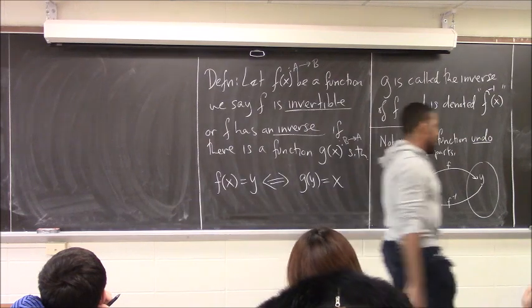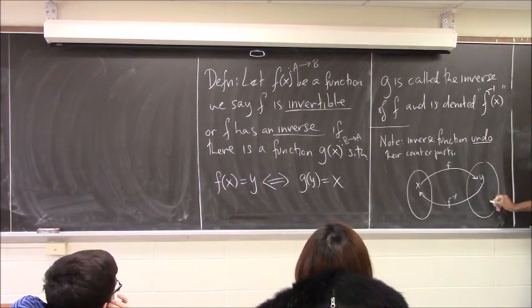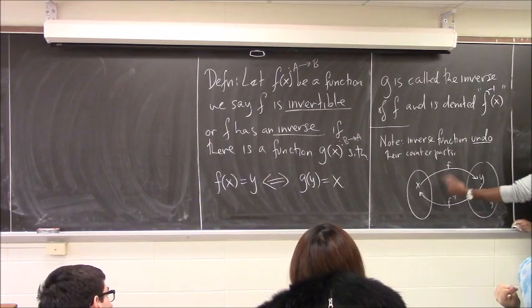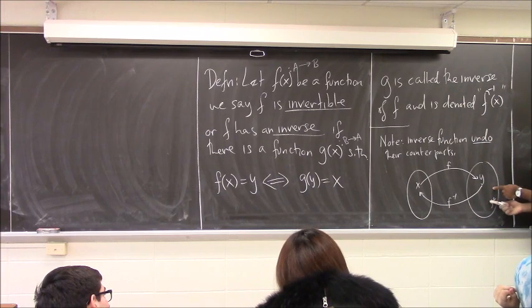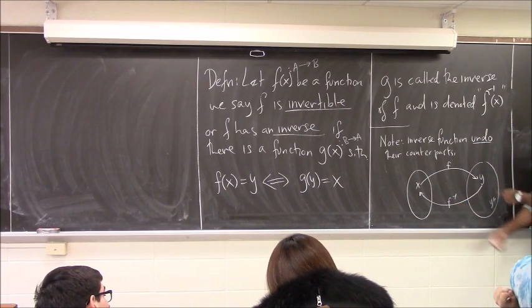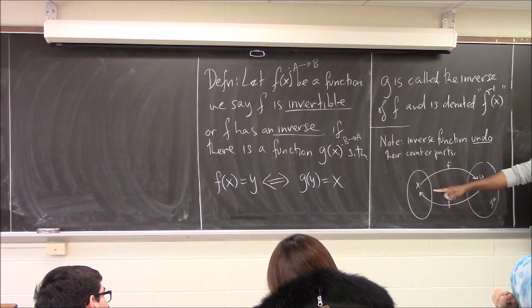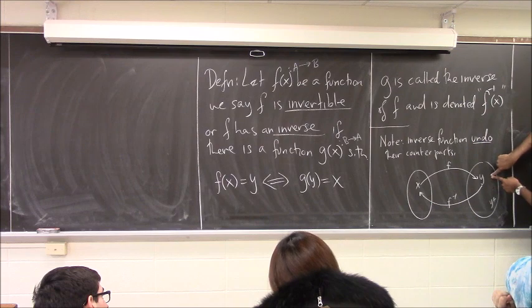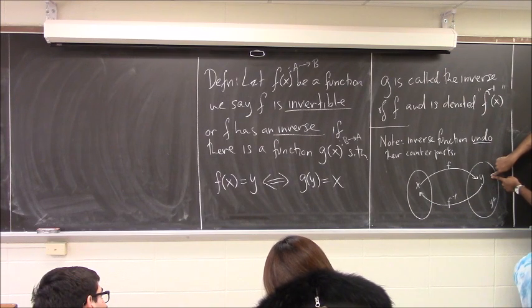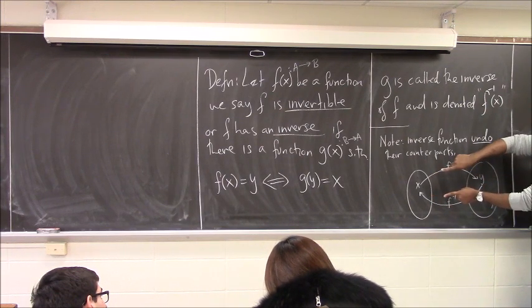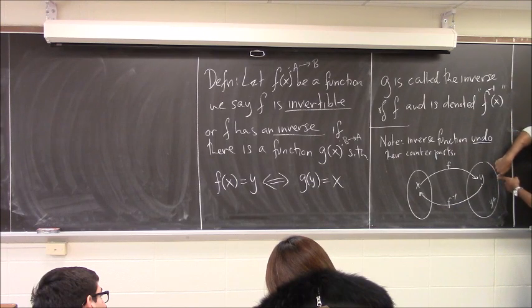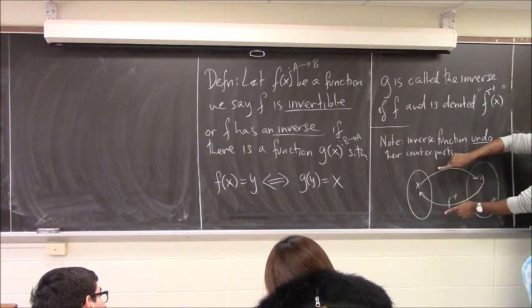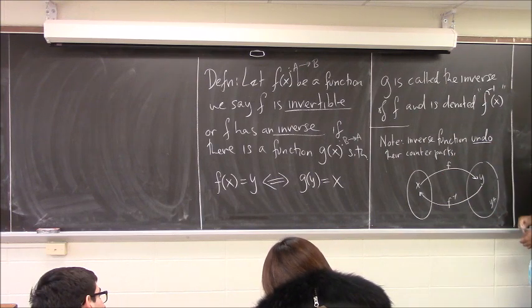And the thing is, it had to be onto because if there was a y out here that this function never outputted, you couldn't use that as a domain to get someone over there. As well as, if two different things came to one thing here, if you wanted to reverse that, how would you know who to bring it back to? Right? A function should only have one output for every input. So if it's not one-to-one, you lose that property. So it wouldn't be a function going the other way if it wasn't one-to-one or it wasn't onto.